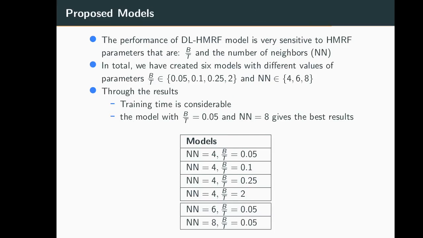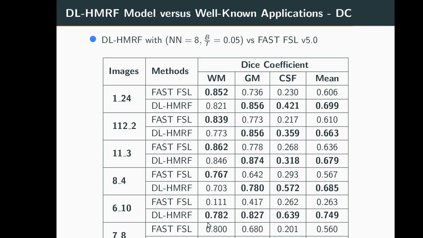The performance of our model is very sensitive to hidden Markov random field parameters that are b over t and the number of neighbors. In total, we have created 6 models with different values of parameters. Through the results, we have noticed that the training time is considerable and the model with these parameters generally gives the best results.